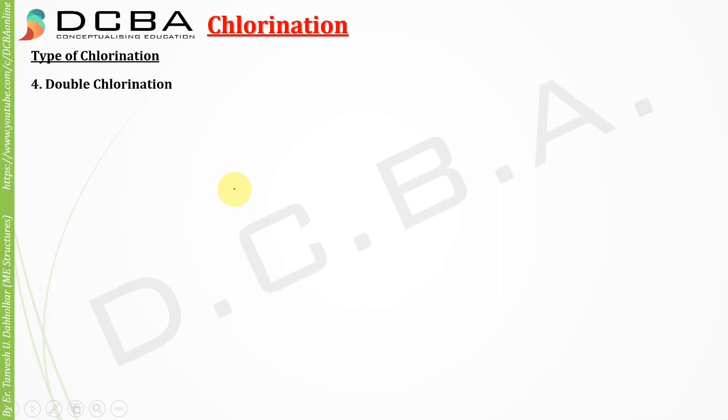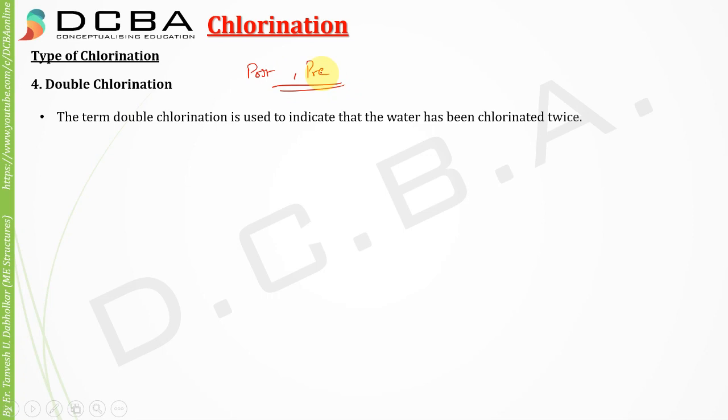The next type is called double chlorination. Now this double chlorination doesn't mean that you will be applying chlorine again and again after filtration. That is, after your normal chlorination process, you won't be applying the chlorine again. That is not the case. Double chlorination is just when you are using post-chlorination and pre-chlorination both.